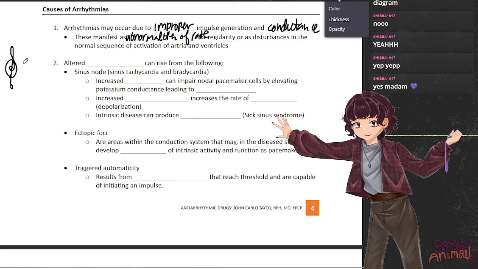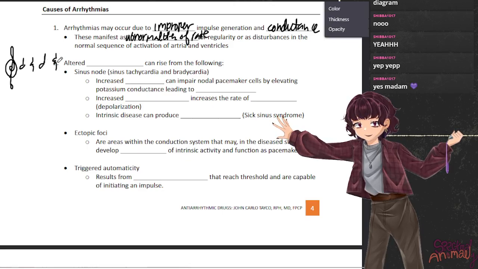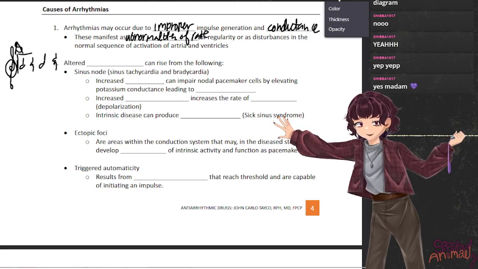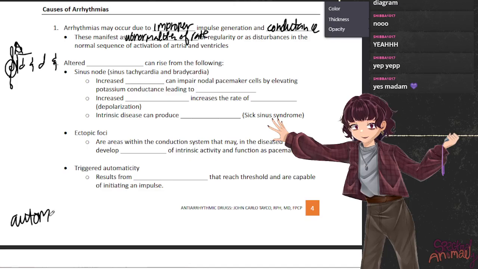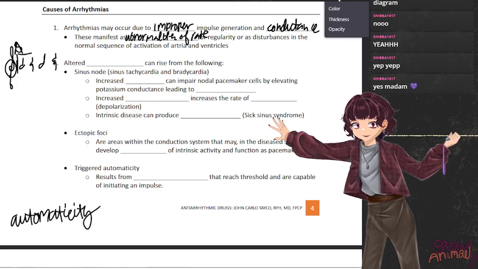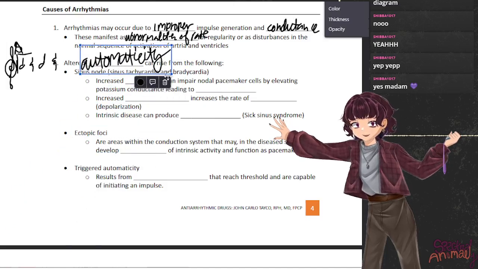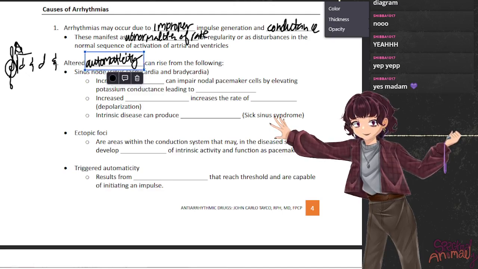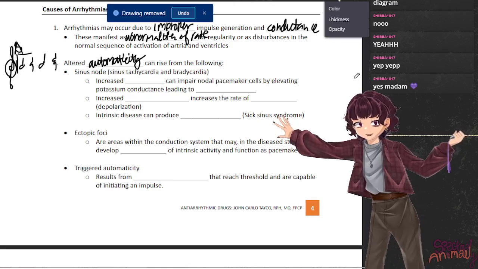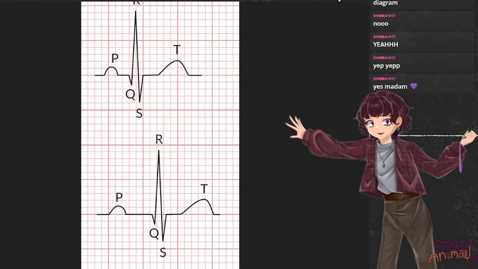So, let's say this is the sinus rhythm. So this is the atrial rhythm. So you're gonna do automaticity. We're gonna take that, put it right here. Altered automaticity can arise from the following. It can be from the SA node, so sinus brady or sinus tachy. Increased vagal tone can do that.